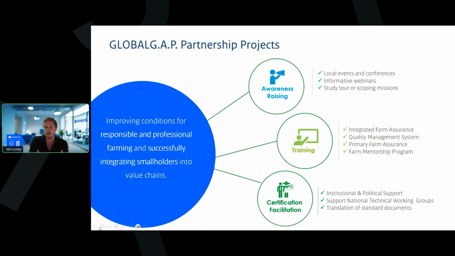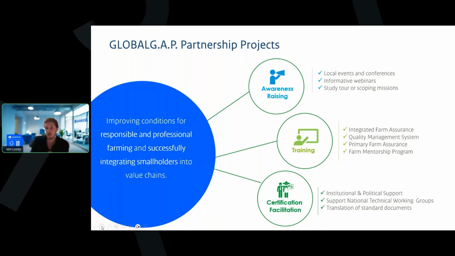So in a nutshell, partnership projects are projects that GLOBALG.A.P. is engaged in, working with predominantly development sector partners, so international development agencies such as Deutsche Gesellschaft für Internationale Zusammenarbeit here in Germany, or the World Bank, the IFC, various bodies of the United Nations, organizations like this. And we also work very closely with government as well, with ministries of agriculture, ministries of climate, ministries of export and trade, as well as some private sector organizations. And in some instances, a combination of all of these different partners together in one project.